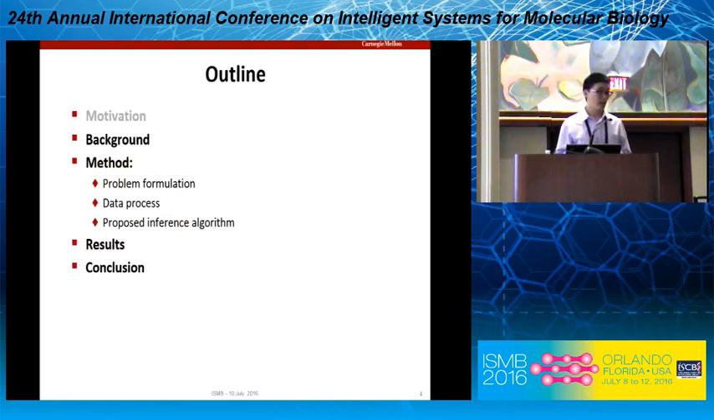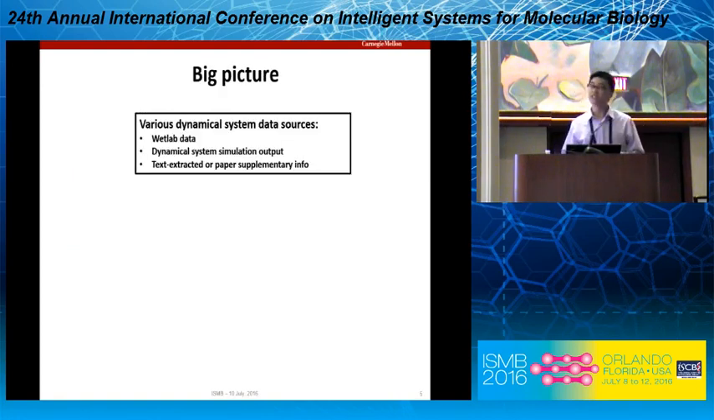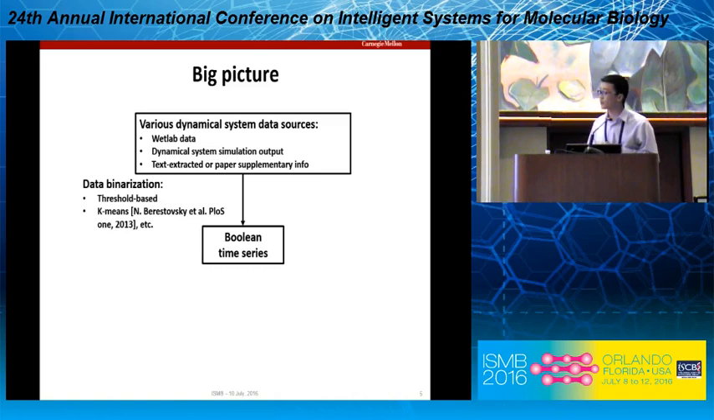Here's the outline of my talk. I will continue to introduce some background knowledge, including the big picture. I will also talk about the method, results, and finally, I will give the conclusion. So here is the big picture. There are a lot of sources for dynamic system data. They can come from experiments, from simulation, and from supplementary information from people if you want to do a massive collection. Through binarization, you can reach the Boolean time series.